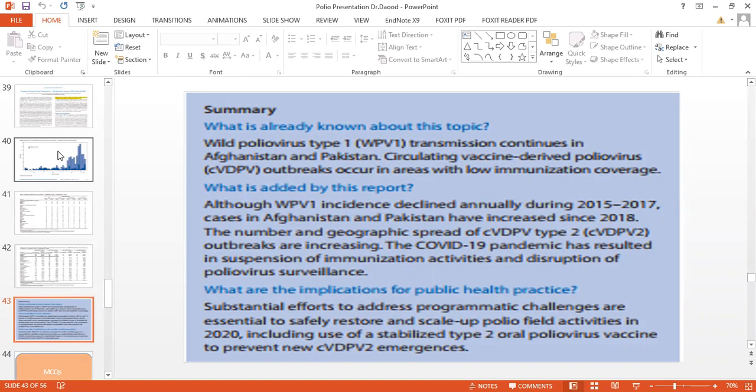The implication for public health practice is that substantial effort to address pragmatic challenges is essential to safely restore and scale up the polio field activities in 2020, including the use of stabilized type 2 oral polio vaccine to prevent the emergence of new circulating vaccine-derived polioviruses. That's all about the disease and the present situation.